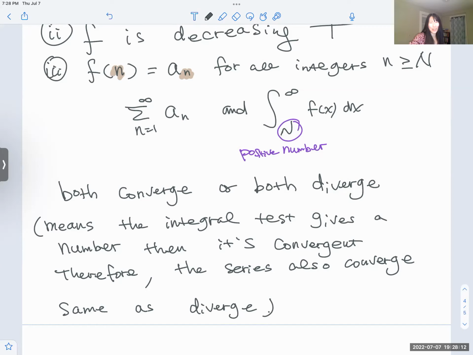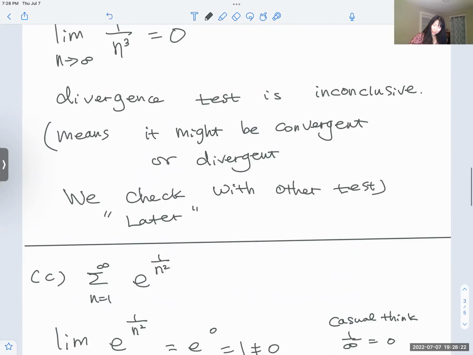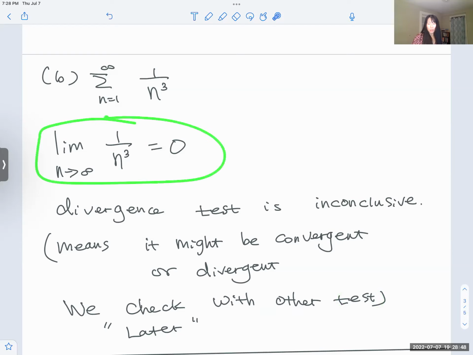Aha, we have 1/n³ here. So look, I wanted to use a different test. For this one, by the divergence test, we have the limit of 1/n³, which gives us 0. But the divergence test says nothing about 0, okay? So we have to check another test. It converges or diverges? Then let us check the integral test, whether this converges or diverges.